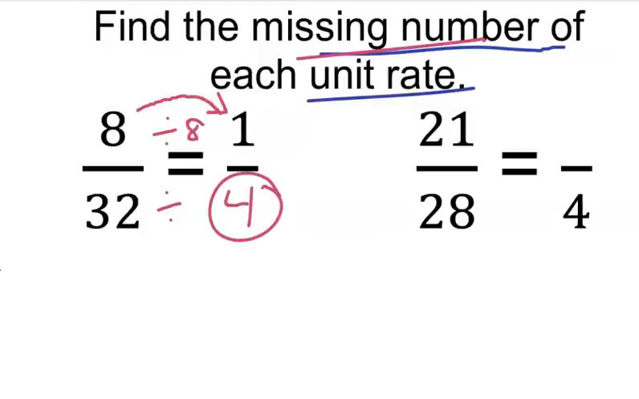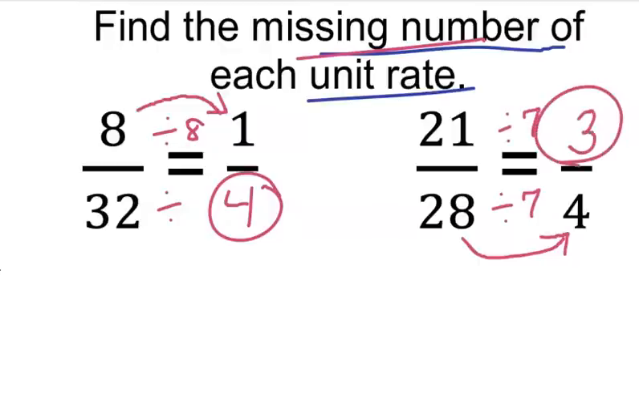Now on this one, we have both denominators, so that's the one we're going to compare. What does it take to get from 28 down to 4? It's 28 divided by 7. 28 divided by 7 is 4, so you have to do the same thing to the top. 21 divided by 7 is 3. So the missing number for this one is 3. Again, I guess it's not unit rates, it's just rates. Find the missing number of each rate. For this one it's 4. For this one it's 3.